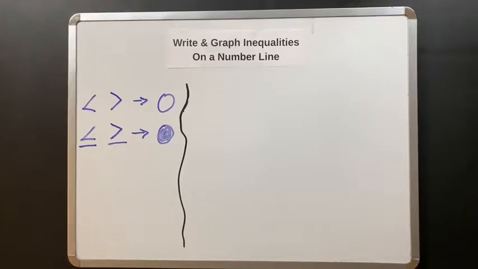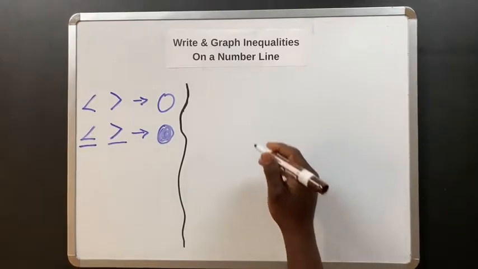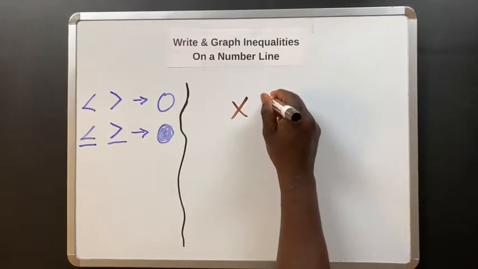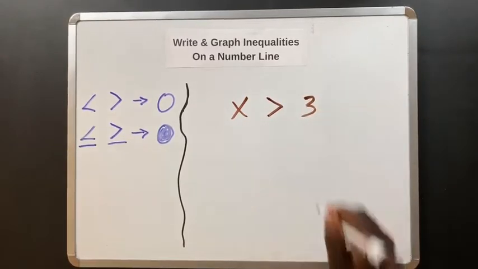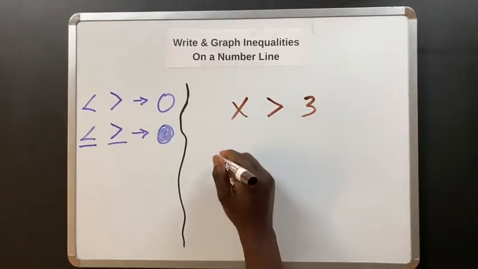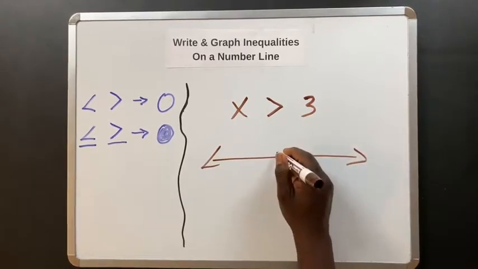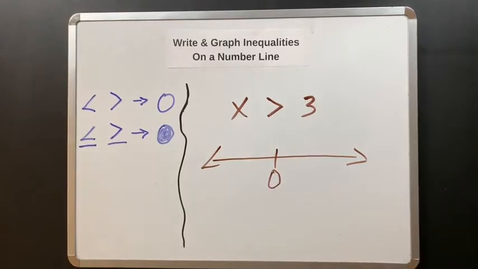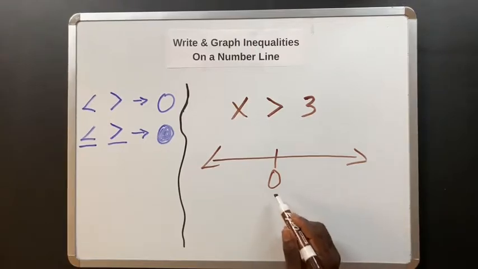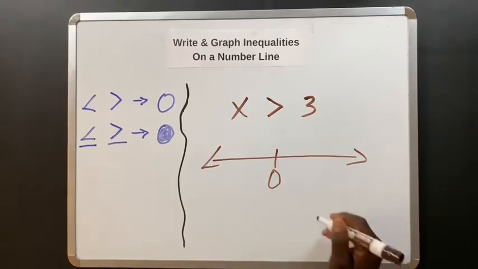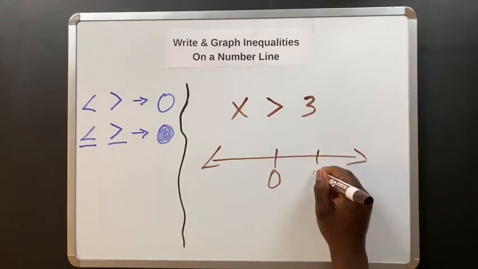Now, first, if I give you an inequality that says x is greater than 3, and I say graph that inequality, the first thing you want to do is draw your number line, okay? Second, identify 0. Because you want to identify 0 so that you can know where to place that number on the number line. Okay, so I'm just going to draw a hash mark and say this is 3.